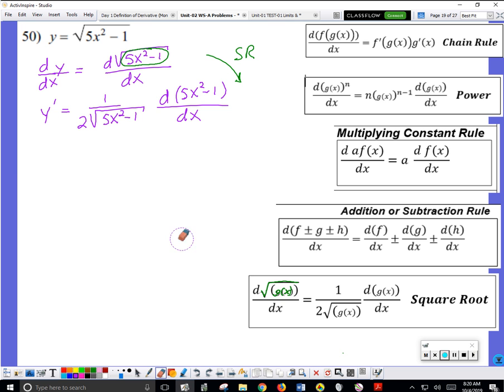So next you'll write this. Y prime equals. Make sure you write y prime equals 1 over 2 square root 5x squared subtract 1. And this is what Matt was talking about. This single factor will now become 2 terms. Therefore, I must treat them as one large factor.